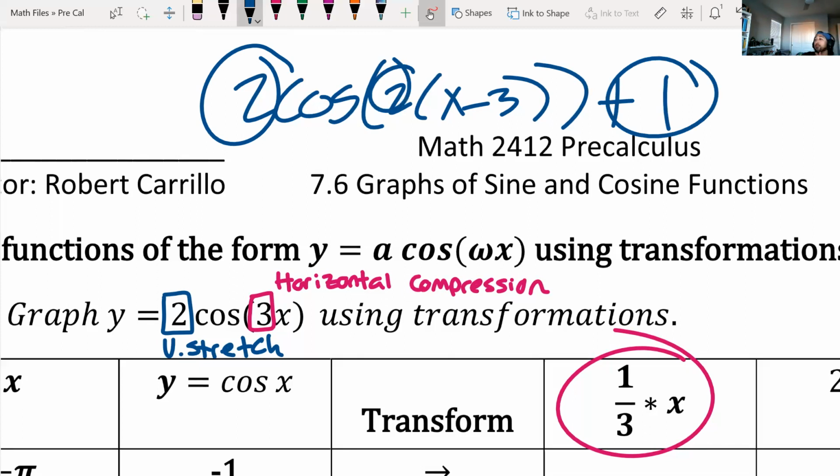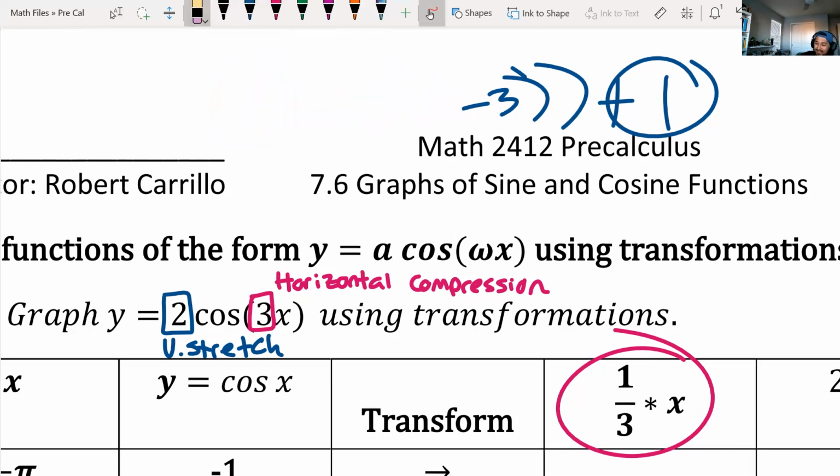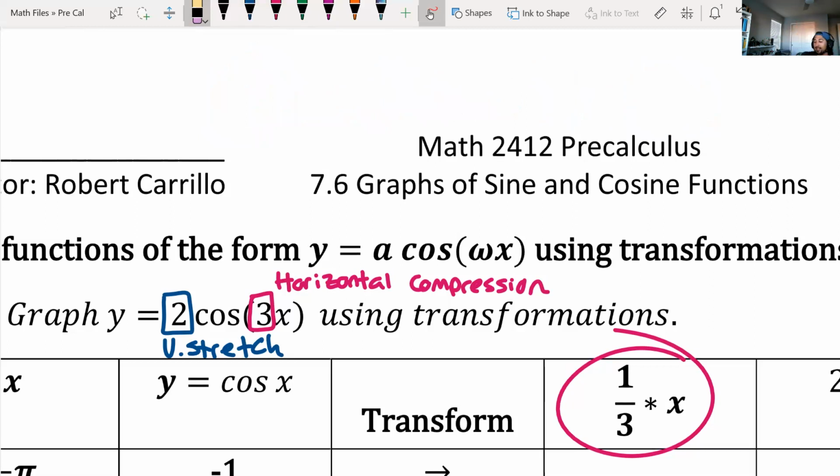The 2 would be a what? Horizontal compression. By what factor? 1/2. And then the x minus 3 would be? Shift to the right, 3. There you go. See? You remember. That's it. That's it, guys.